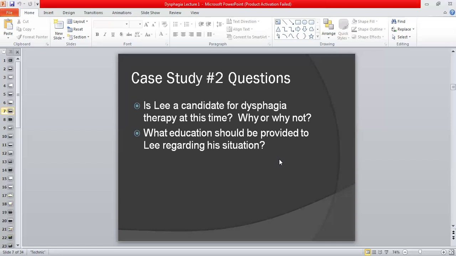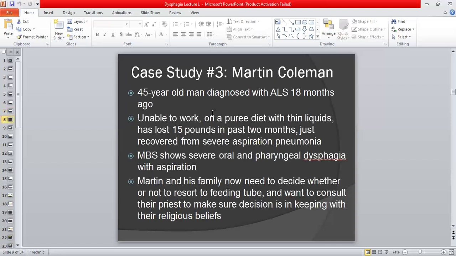In this case, we move to a G tube, while in the case of Sylvia, we still need to do instrumental evaluations to see if we can do the postural things, if we can do the food manipulation program, etc. So let's move on to the next case. The next case is Martin, again 45, who had Alzheimer's, ALS, 18 months ago.